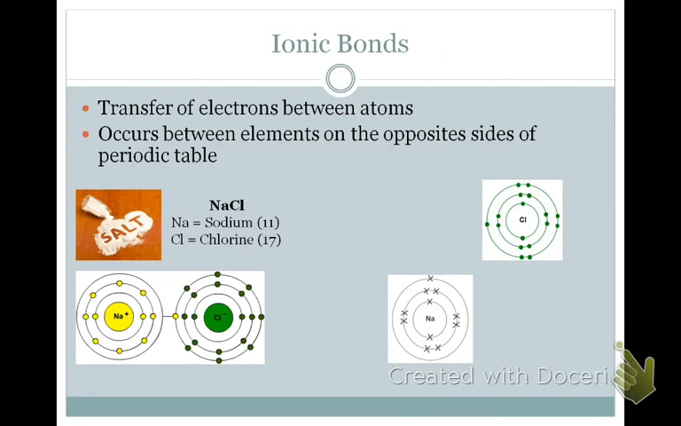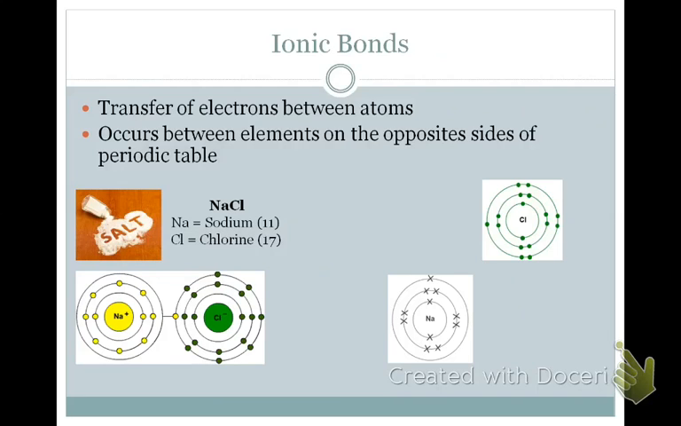Last but not least, we have ionic bonds. So while covalent bonds are the sharing of electrons, ionic bonds are the transfer of electrons between atoms. It occurs between elements on the opposite side of the periodic table. So if you have your halogens, which are all the way on your right-hand side, not all the way to your noble gases, but just before, and then alkali metals, a lot of your groups on your left-hand side, those two groups tend to exchange electrons. And we'll look at why that is.